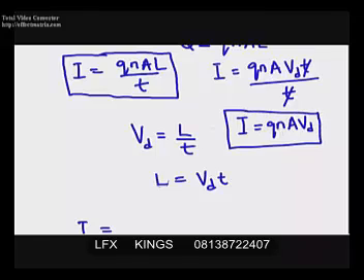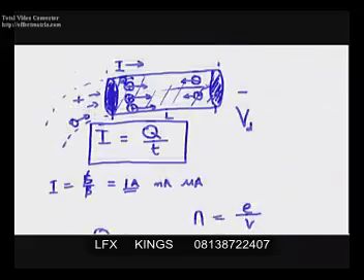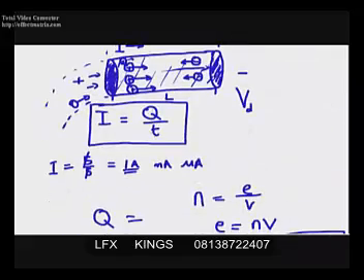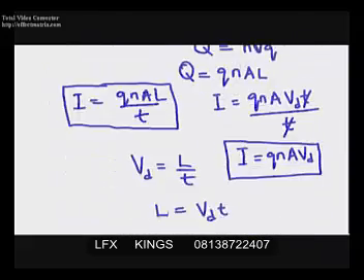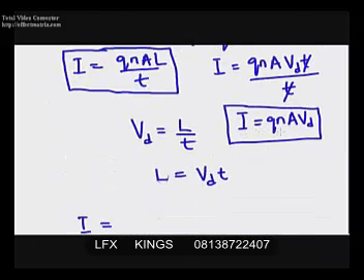We've actually brought out two important formulas for current. The first formula is that current is equal to charge over time, and the second formula is that current is equal to q n A Vd.